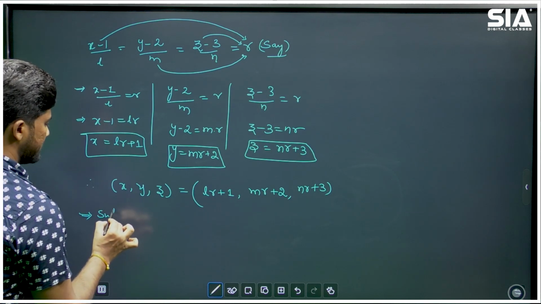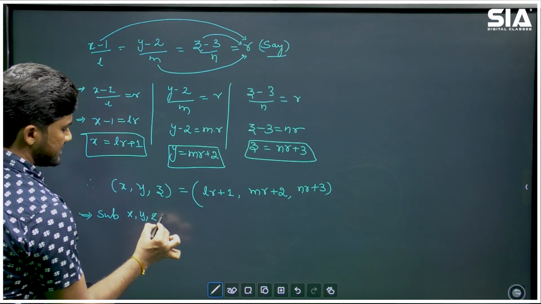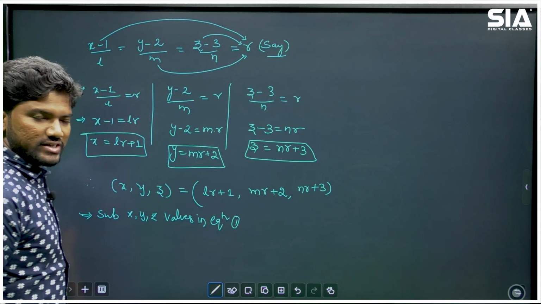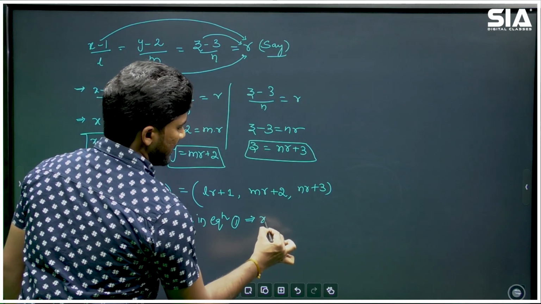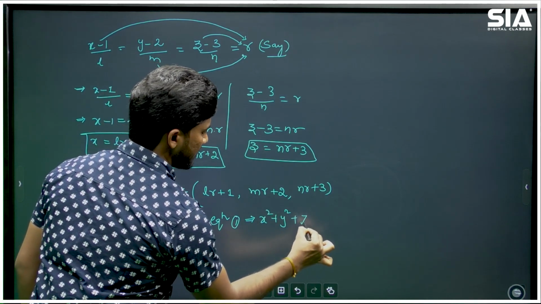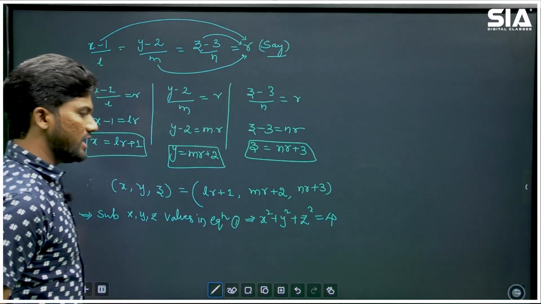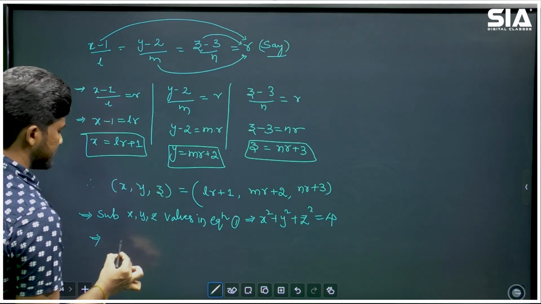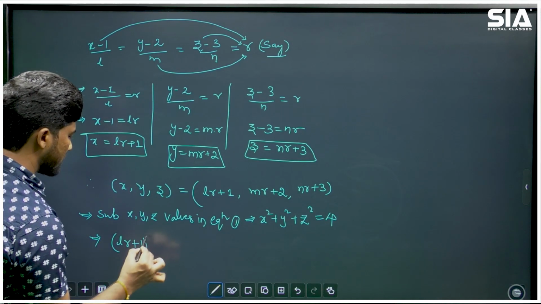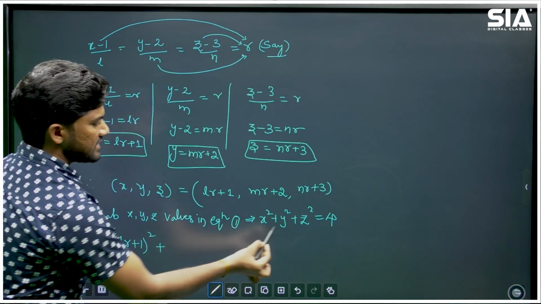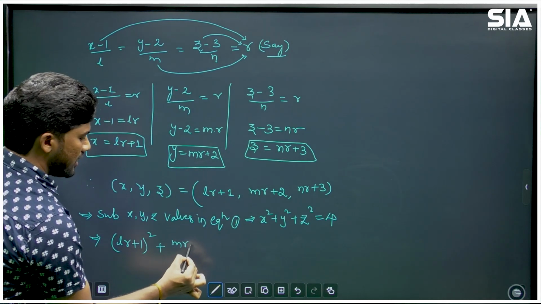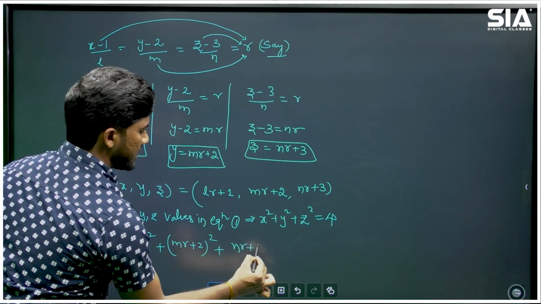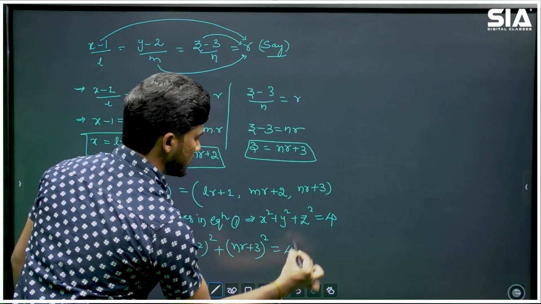Now substitute x, y, z values in equation number 1. What is equation number 1? Equation number 1 is x square plus y square plus z square is equal to 4. It is the equation of the sphere. So now see, in place of x, what is the x value? (LR plus 1) whole square, plus in place of y, what is the y value? (MR plus 2) whole square, plus in place of z, (NR plus 3) whole square is equal to 4.